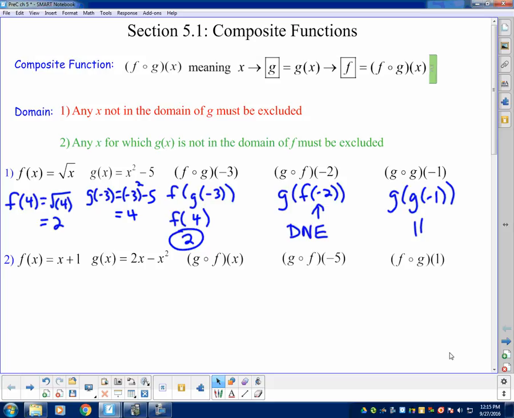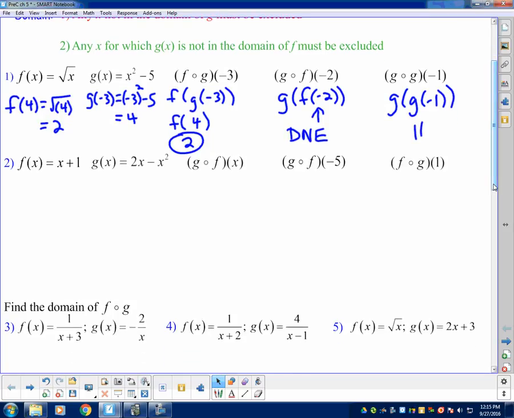All right, let's look at number 2. A little more practice here. G of f of x. Here's what this means. We're taking f of x and plugging that whole function in for x in the g of x equation. So f of x is actually x plus 1. So this is the same as finding g of x plus 1. We did this when we were working with the difference quotient.